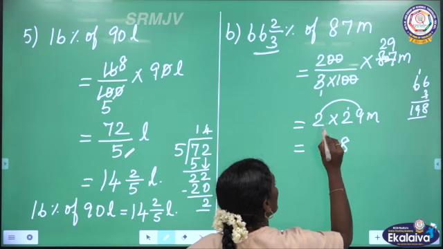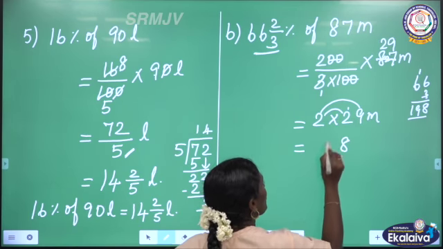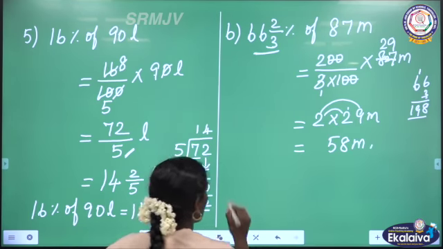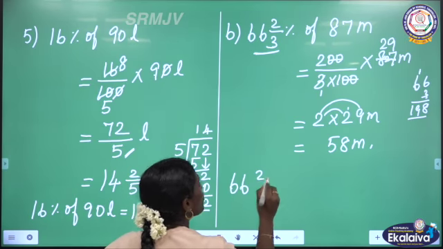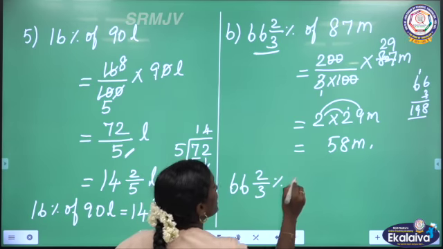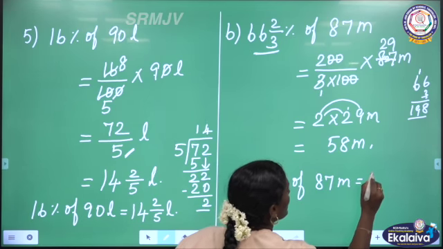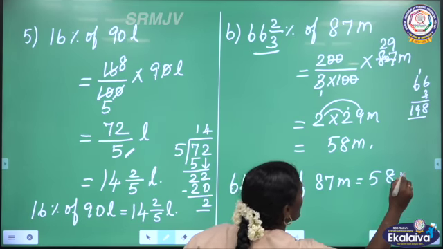8 here, 1 carry over. 2 2s are 4. 4 plus 1, 5. So that is 58 meter. So 66 2 by 3 percentage of 87 meter is equal to 58 meter.